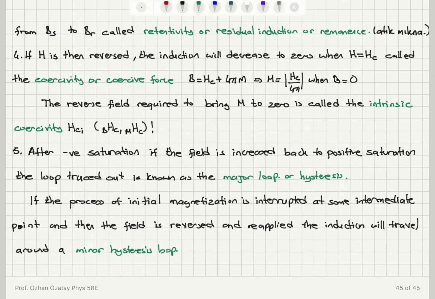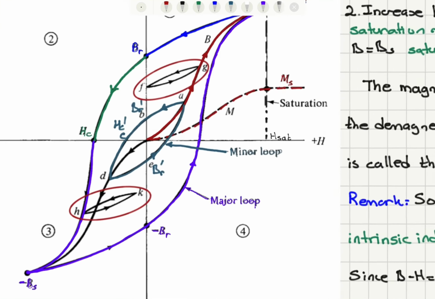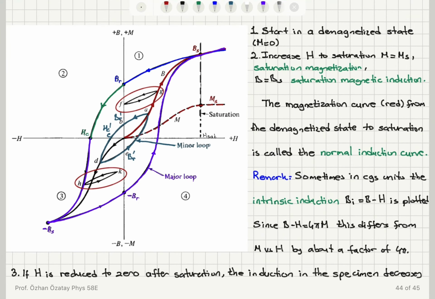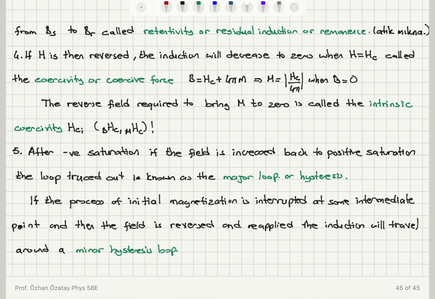And if H is then reversed so that B will become zero, that's at this point HC here, the required magnetic field to do that is called coercivity or coercive force, and that is not the same thing as the field required to reduce M to zero. If you want to reduce M to zero, it's called intrinsic coercivity.